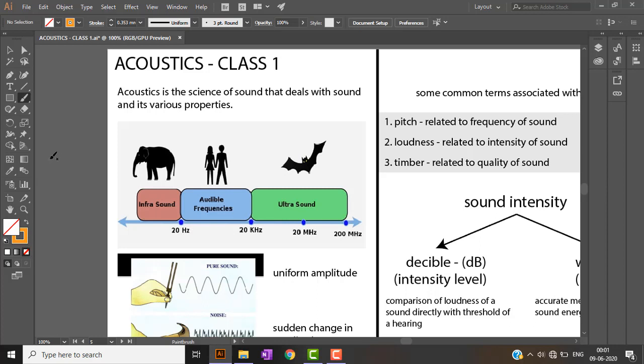Acoustics generally consists of 3 to 4 marks in a GATE exam. It's extremely important in terms of numericals. So definitely one numerical will be asked in the GATE exam based on acoustics.